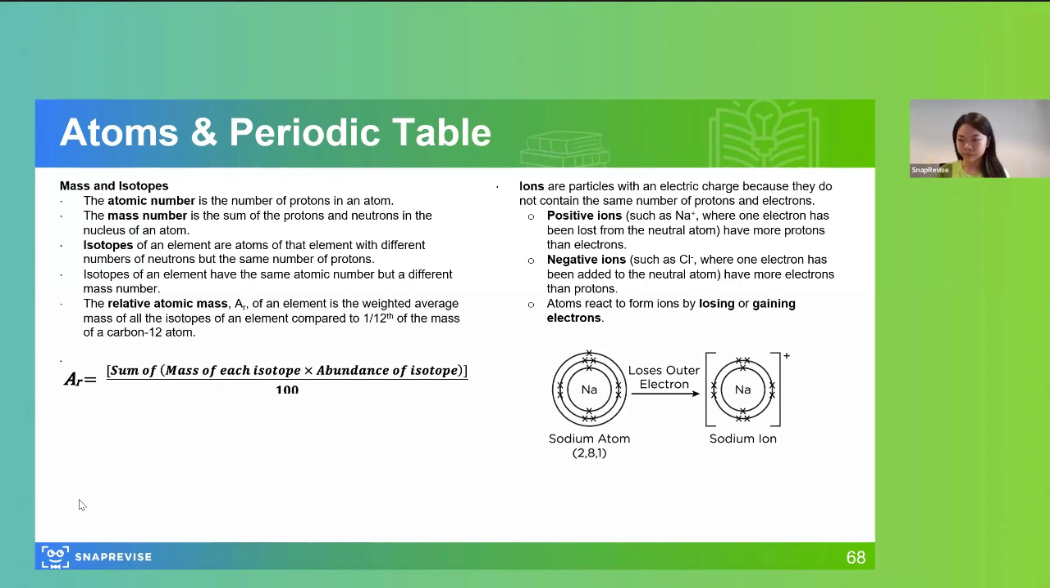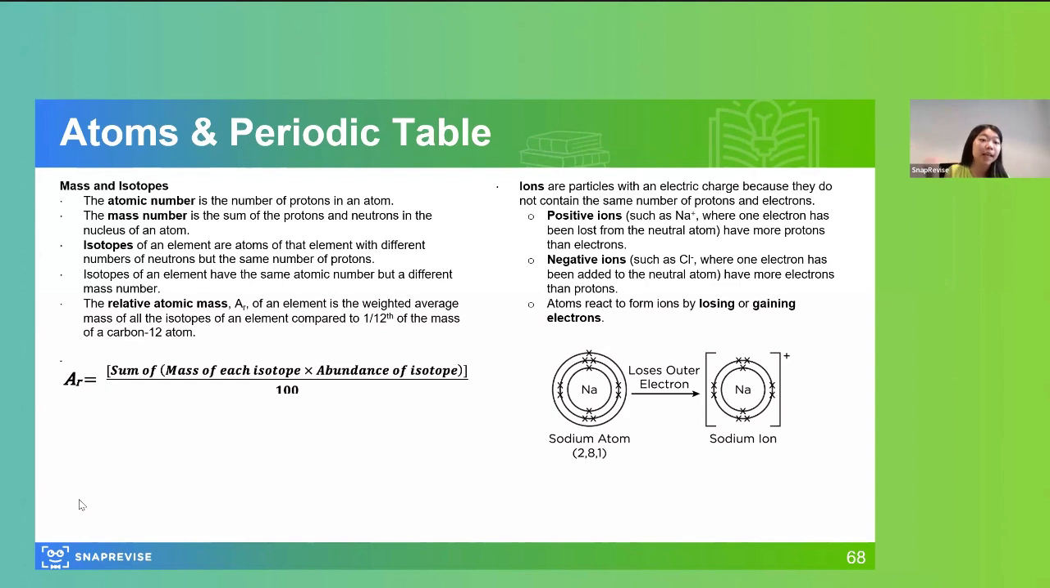The atomic number. Usually you're given a number on the periodic table, for example Na, with a number on top and on the bottom. The bottom number is the atomic number, and that's the number of protons in an atom. If it's just a basic element, the number of protons is the same as the number of electrons. So you can think of the atomic number as the number of protons and also the number of electrons.